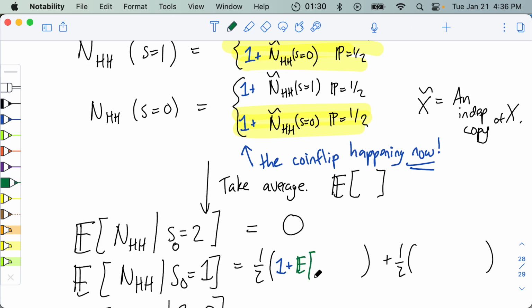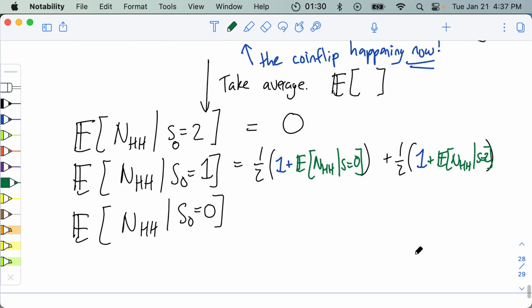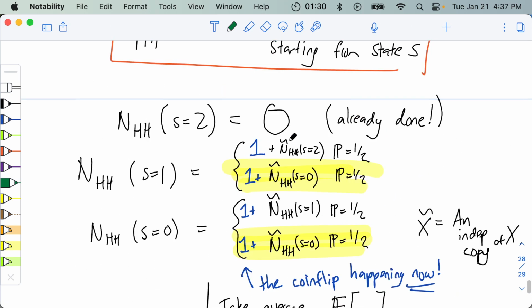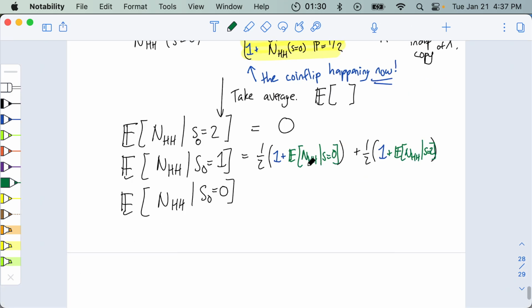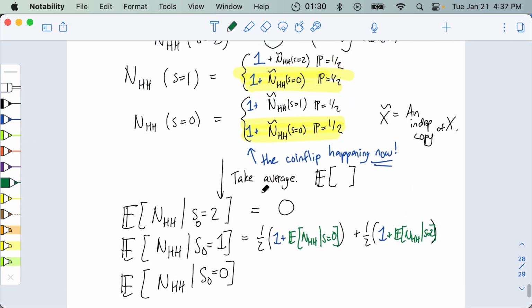The expected value of n heads given s equals 1 is, half the time it's from 0, and half the time it's 1 plus the expected value of n heads given s equals 2. So half the time you move to state 0, half the time you move to state 1, and you always add on a 1 from this state. So this is a sort of folded down average version of this equation over here. Maybe I'll zoom out so you can see everything at once. So we've collapsed that thing down by taking the average.